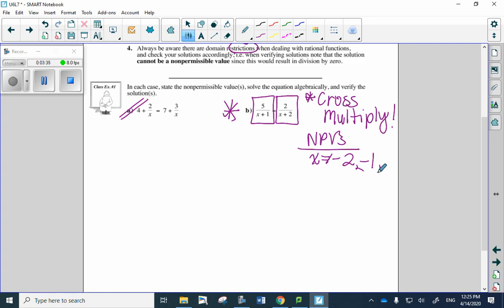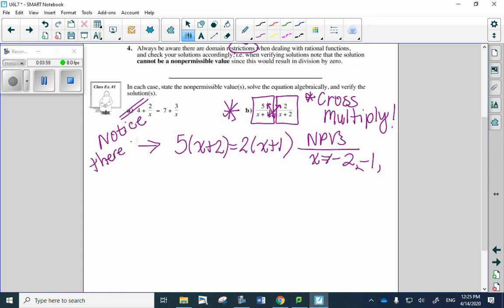Now, because there's just one fraction on each side of the equal sign, I can simply cross multiply. When I cross multiply, we get 5 times x plus 2 equals 2 times x plus 1. What I want you to notice here is that there are no denominators. That is a really important step because we cannot solve for x until we've eliminated the denominators. That's our whole goal here, so that's why we've cross-multiplied, so we can get rid of the denominators.